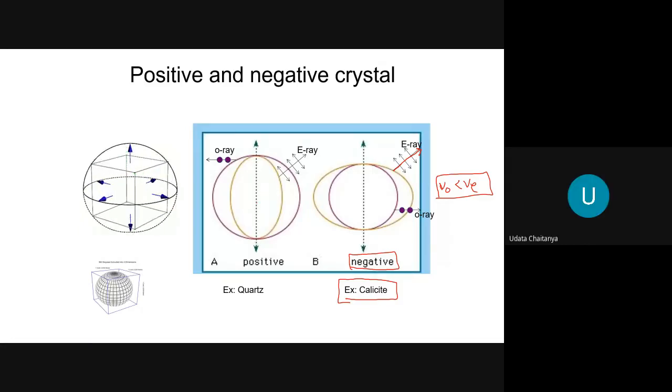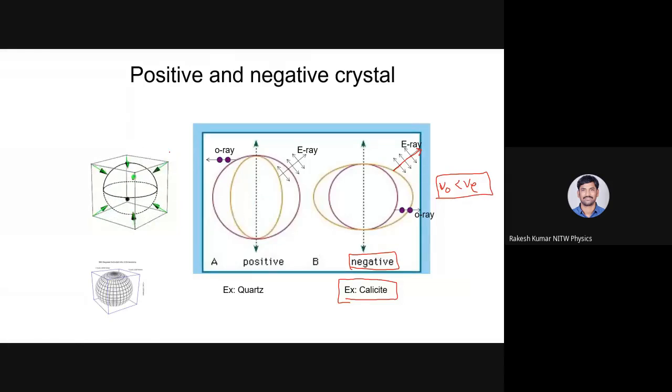Yes, sir. In the exam, they will ask you to draw the figures for positive crystals and negative crystals. For a positive crystal, you are supposed to draw the ellipse inside the sphere. In case of a negative crystal, you are supposed to draw the sphere inside the ellipse. This is based on which refractive index is more, or which ray's velocity is faster or slower. This is what is meant by positive crystal and negative crystal.